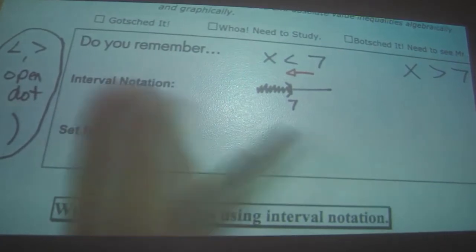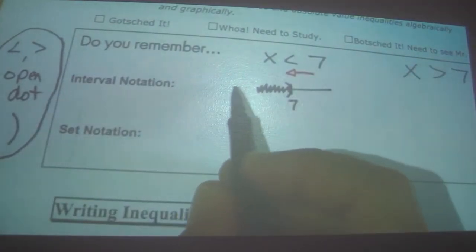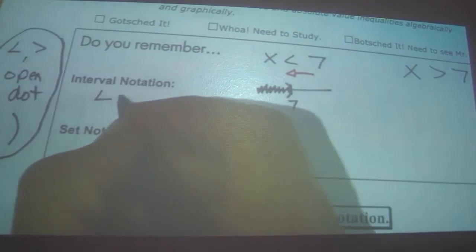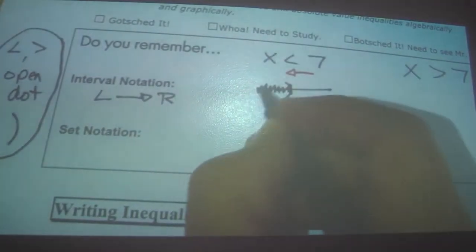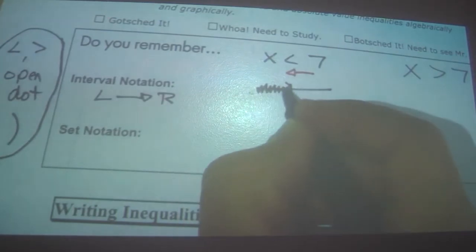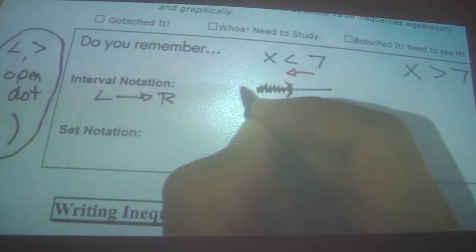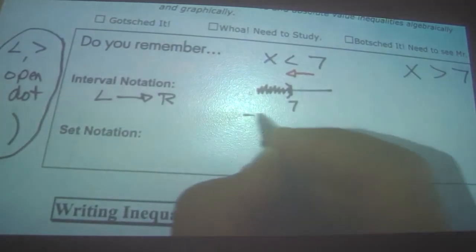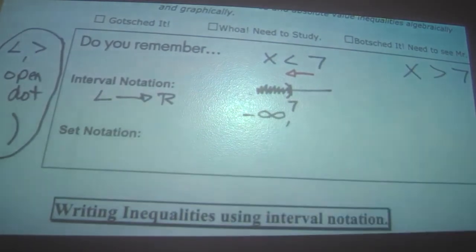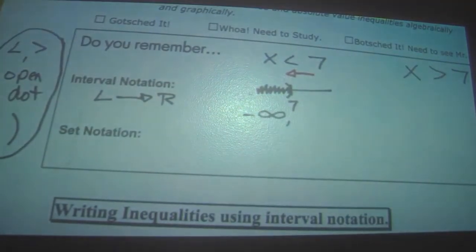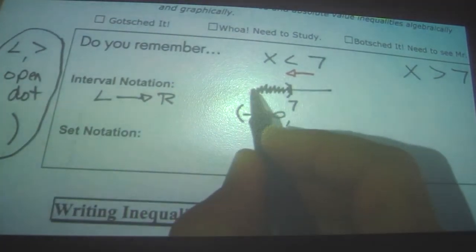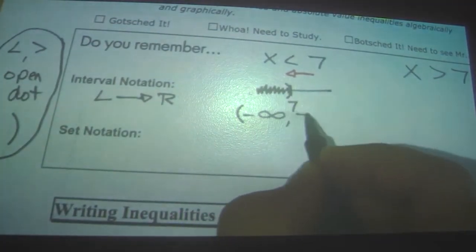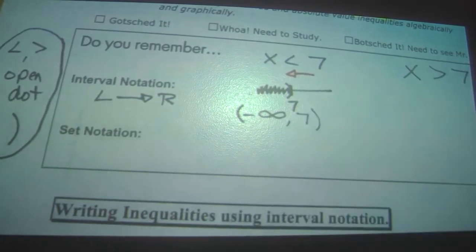Now, interval notation: what do you see from left to right? So I see all this shaded over here. So this is 7, 6, 5, 4, 3, 2, 1, 0, -1, -2, -3. And it keeps going and going and never stops, all the way to negative infinity. So it starts over here at negative infinity, goes all the way to 7, and then it stops with a parenthesis.